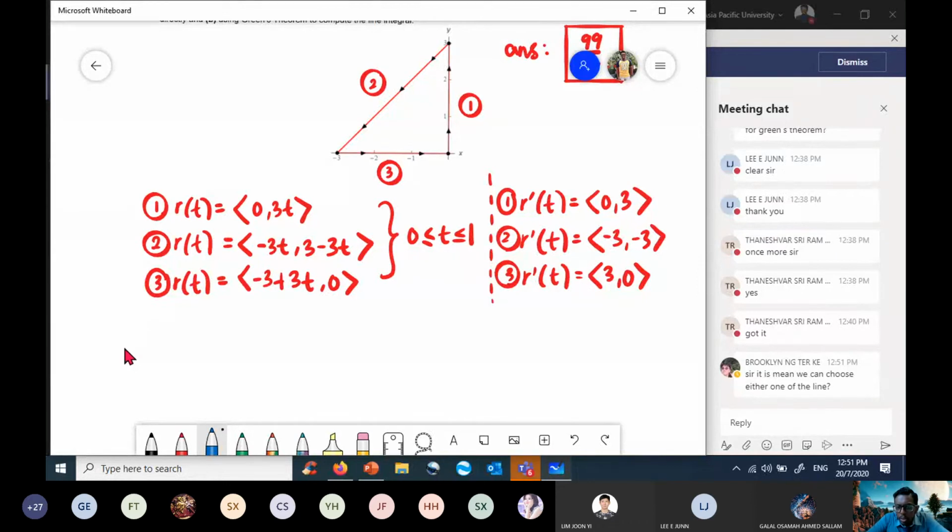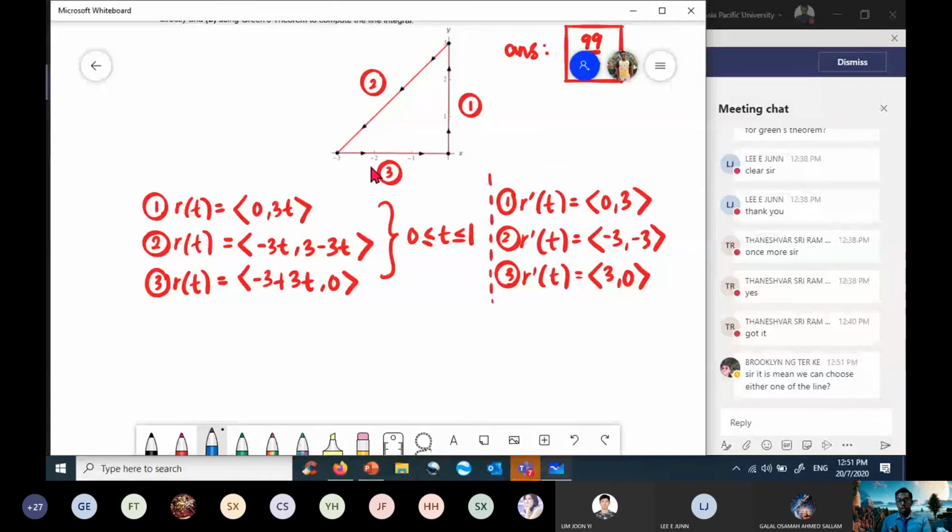It means we can choose either one of the lines. Because if you want to find the total integral, no matter how you assign your lines, maybe your number one is this, maybe your number two is this, it doesn't matter. At the end of the day, you're going to add them all together. So the order in which you choose the lines doesn't really matter. You do them separately and add all three answers.